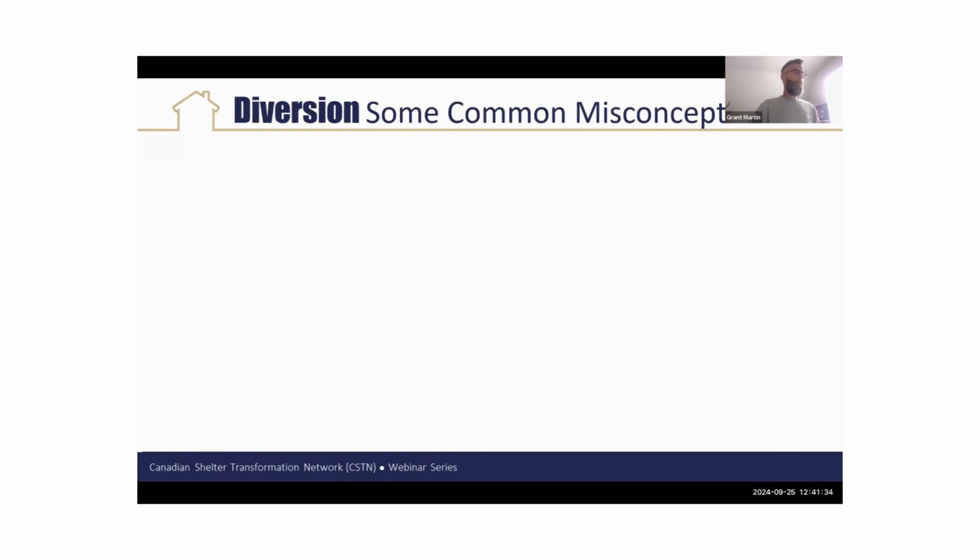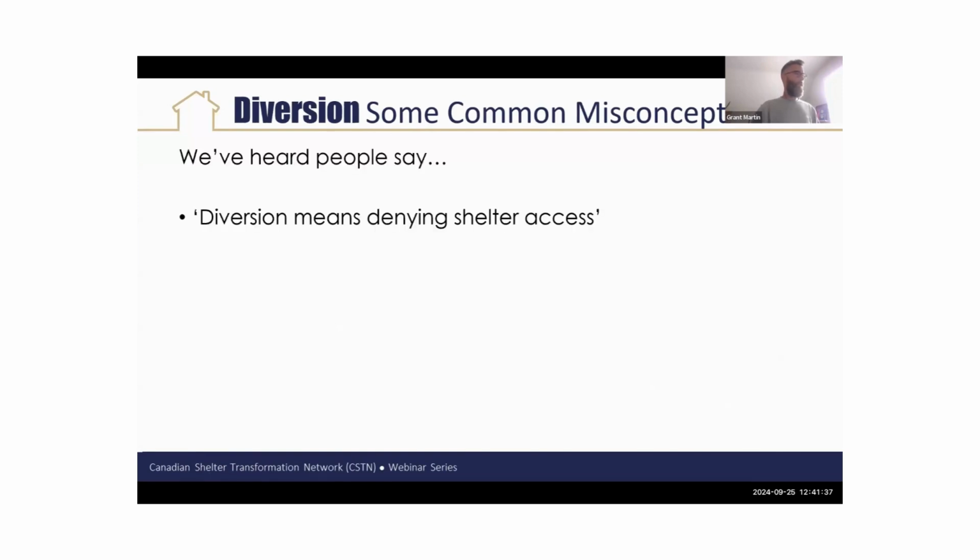So some misconceptions though about diversion. We've heard people say that diversion means denying shelter access, right? Some people believe that diversion services are simply a way to deny people access to shelters, leaving them without any type of support. But it's quite the opposite, right? Diversion is about finding safe and stable alternatives to shelter. It involves assessing each person's situation and providing tailored support, such as mediation with a landlord or family, or financial assistance, or short-term housing. Anybody who's done diversion knows it is not simple, right? It is a very involved process that requires more work than refusing access to shelter or rushing to intake.